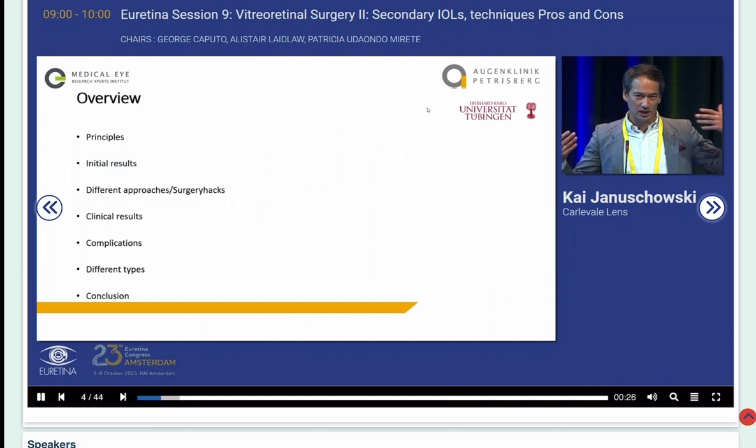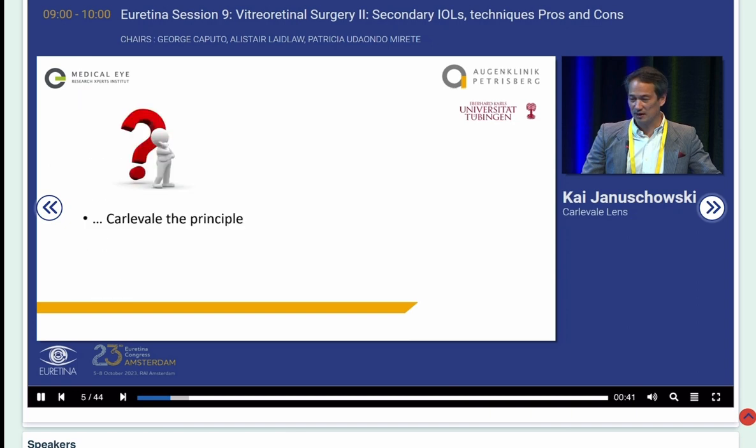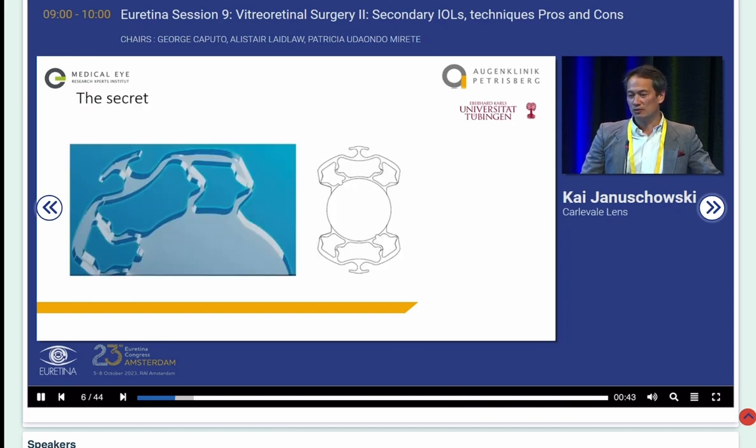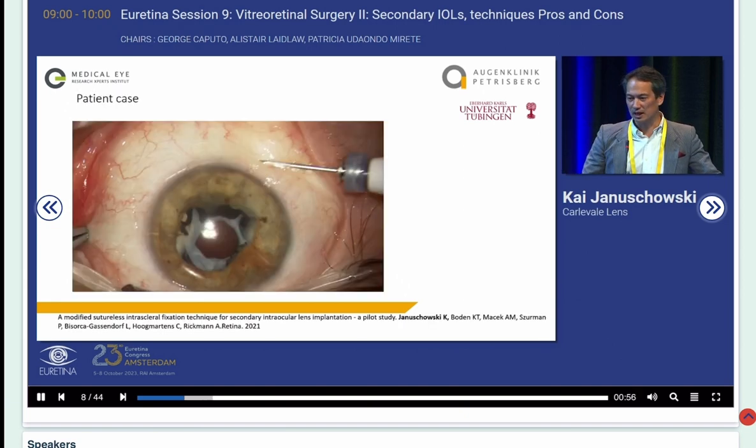So I would like to introduce you to the principle of it, the initial results that we had, different approaches and surgical hacks, clinical results, complications that might occur and how not to have them. And then we'll discuss the 2 different types of Carlevale that exist. The principle is very easy, and the secret lies within the anchor. If you look at that, it's quite self-explanatory. You just take the anchor, you externalize the anchor, and then it will stay within there.